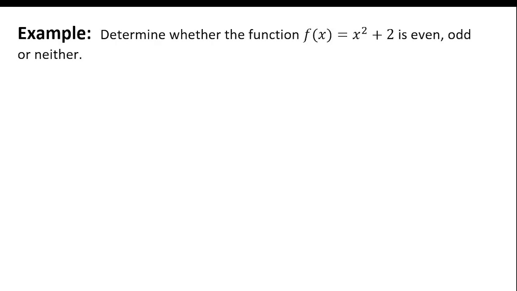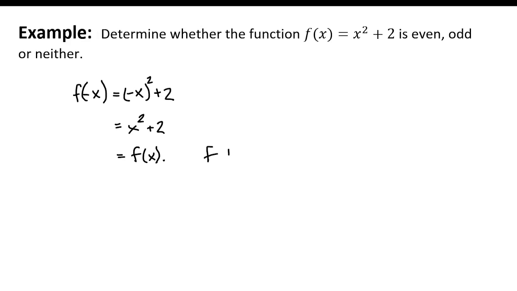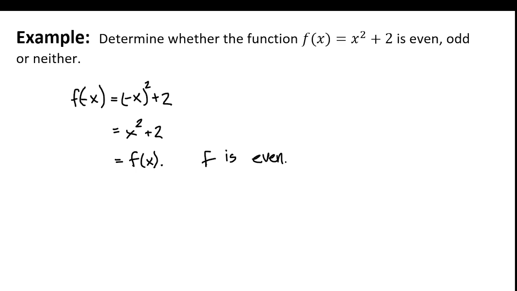In this example, we're asked to determine whether the function f of x equals x squared plus 2 is even, odd, or neither. So when I'm determining even or odd, I always begin by plugging in negative x to the function. So is it true that f of negative x, that's negative x squared plus 2, is equal to x squared plus 2, and that actually equals f of x. F is an even function. Now a function is either even, odd, or neither. It can't be all three, it's only one.